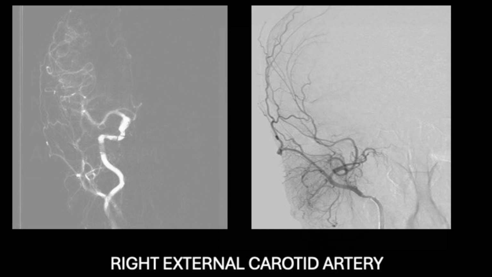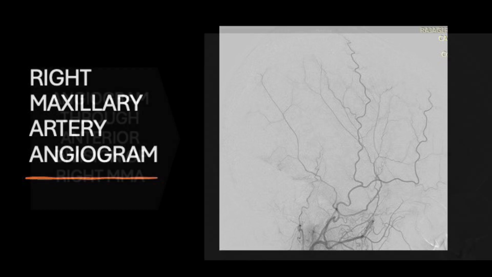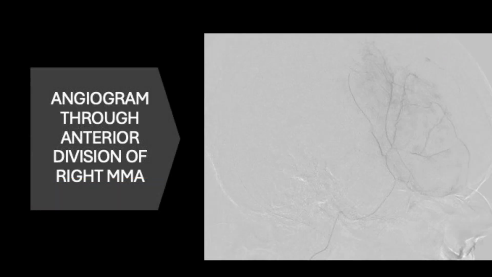Next, we selectively cannulated the external carotid artery. A selective angiogram showed the superficial temporal artery and the middle meningeal artery with its branches. Using a microcatheter, we cannulated the anterior division of the right middle meningeal artery. A selective angiogram through this division showed some concerning findings.